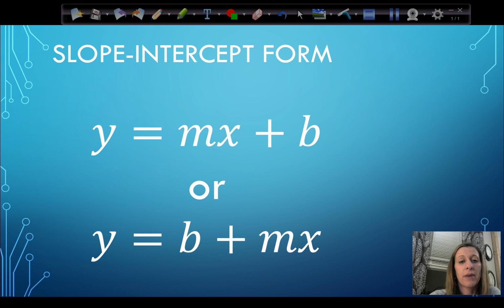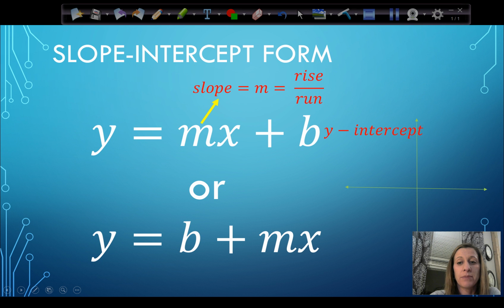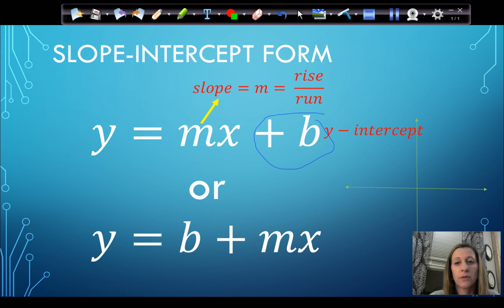And just a reminder, m is your slope, and again we count that using rise over run, and b is our y-intercept. The first thing that we're going to do is always plot the y-intercept on the y-axis, which is your vertical axis, and then we use our slope, the rise over run, to finish the line. So we'll look at a couple of examples.